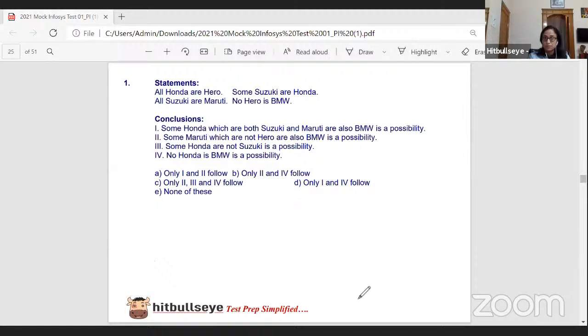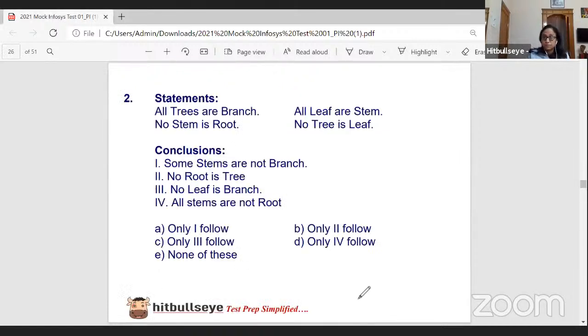Okay, let's move to the next question. All trees are branch, that's one diagram. All leaf are stem, that's another diagram. No stem is root, so you have 2 disjoint circles. No tree is leaf, so you again have 2 disjoint circles. A simple diagram.